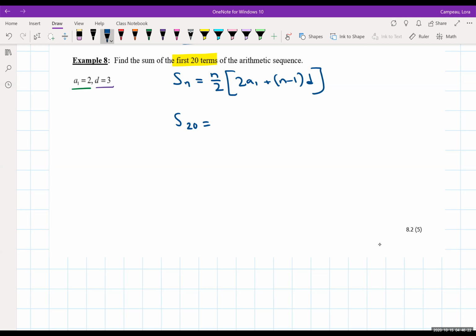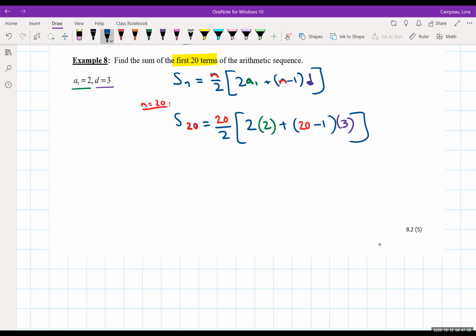So if we do this, what we can do is plug in for n. So n is 20. So we can do that starting off. So I should have 20 over 2 times the quantity of 2 times a sub 1, and we can plug in a sub 1 equals 2, so 2 multiplied by 2, plus, let me plug in that 20 for n again, 20 minus 1. And then lastly, we're plugging in d equals 3. So that will be multiplied there.